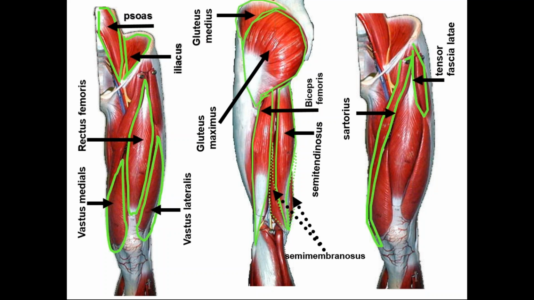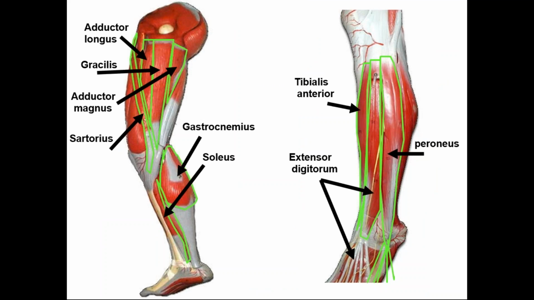We also discussed the ankle plantar flexor and ankle dorsiflexor muscles, including the tibialis anterior, peroneus, gastrocnemius, soleus, and adductor magnus, and sartorius. All of these muscles have been modeled in the AnyBody Modeling System.